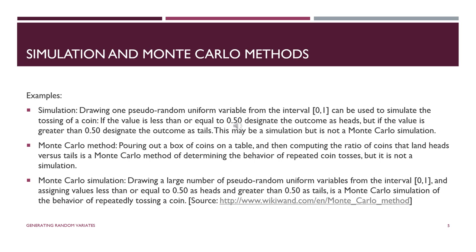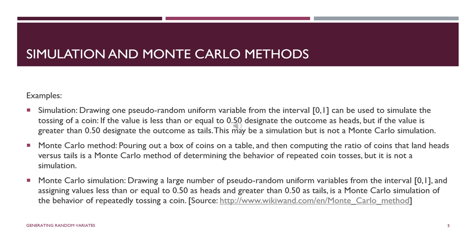tossing of a coin, one coin. The value that you get is obviously a value between 0 and 1. If you get a value less than or equal to 0.5, let's say the coin is heads. If the value is greater than 0.5, let's say it's tails. This is definitely a simulation, and we've done things like this in class, but it's not a Monte Carlo simulation.